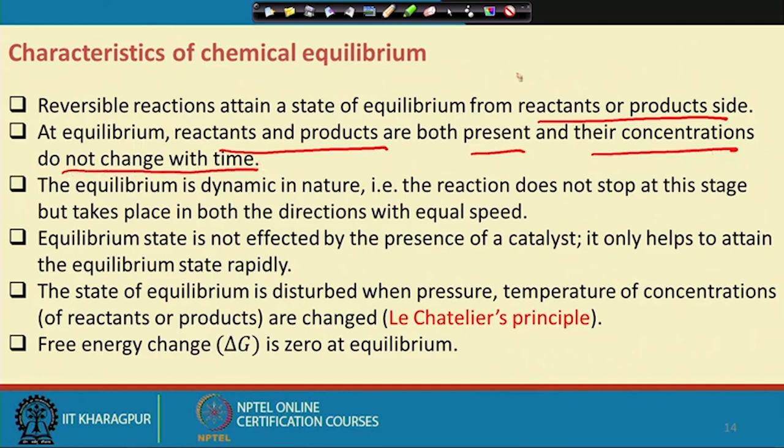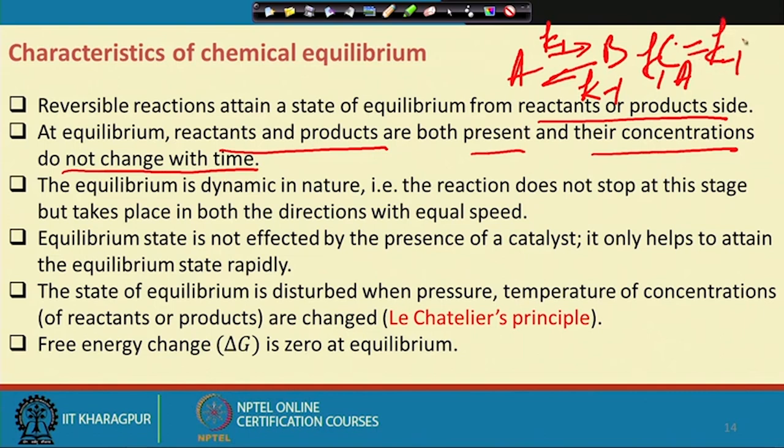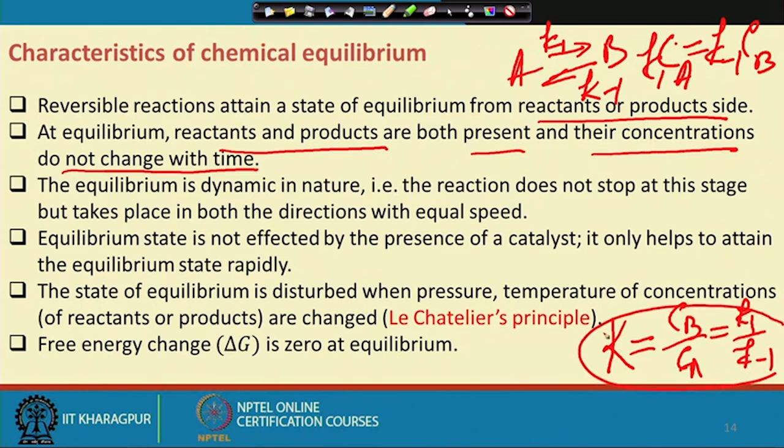If you look at the rate of A to B and B to A, the rate constant for the forward reaction is k1 and for the backward reaction it is k minus 1. So I can write the rate of forward reaction as k1 into Ca, and this should be equal to k minus 1 into Cb. At equilibrium, the equilibrium constant capital K is equal to Cb by Ca, or k1 by k minus 1. This is how you can calculate the equilibrium constant.